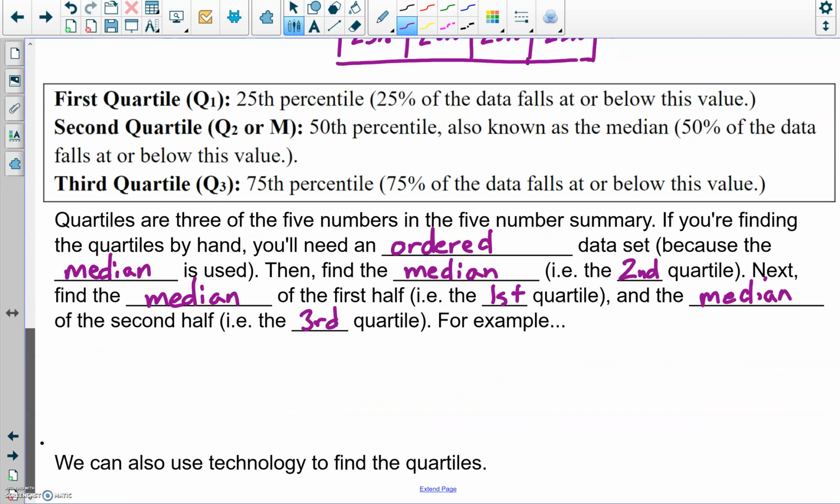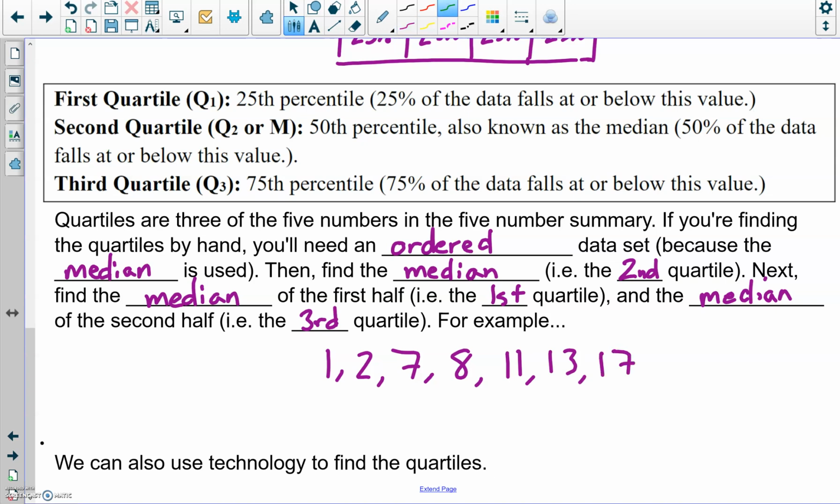So for example, if I gave you this data set in order, I'll be nice: 1, 2, 7, 8, 11, 13, and 17. The median is 8. So this is going to be the second quartile. And then I've seen different ways of approaching this in different books. This book and Desmos do it in the way that is most commonly used.